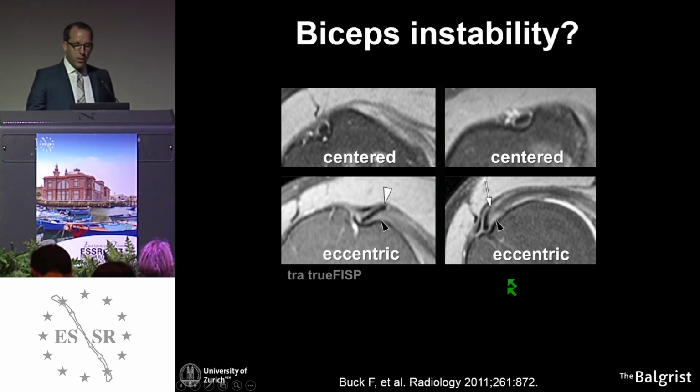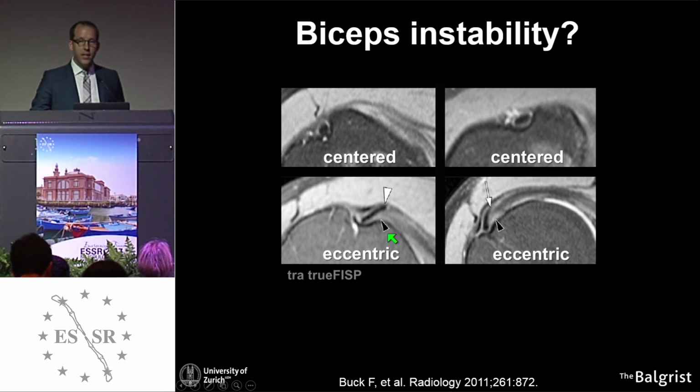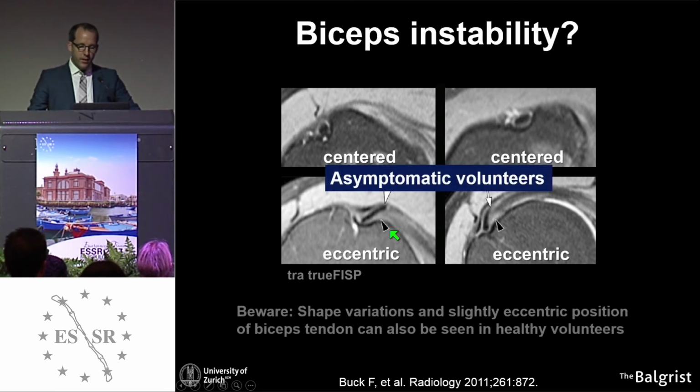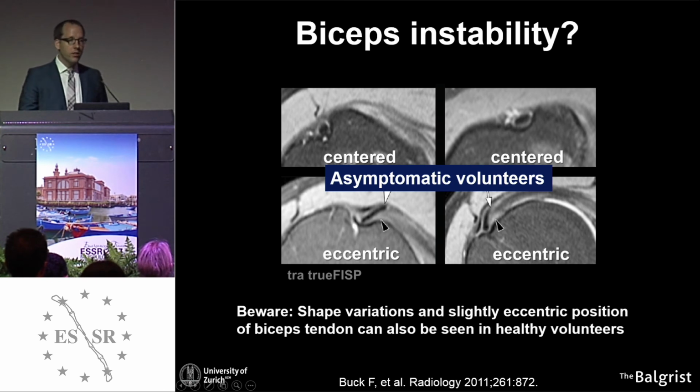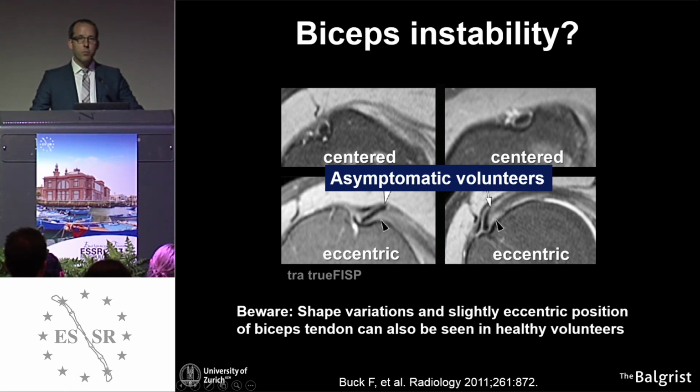These are a couple more images. We can see on the top row, the biceps tendon is centered. On the lower row, we have an eccentric biceps tendon. So again, is this here biceps instability? In this case, it wasn't. These are actually asymptomatic volunteers that were scanned. And so beware of the shape variations and also of the somewhat slightly eccentric positions in some healthy individuals. So not all eccentric biceps tendons indicate biceps instability.